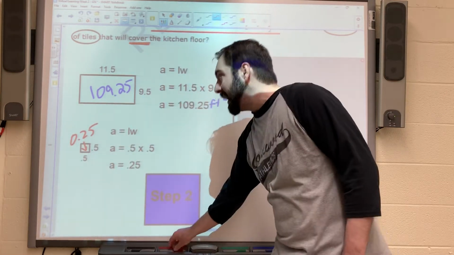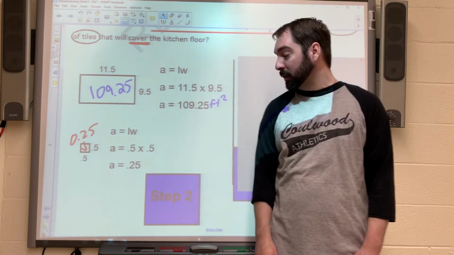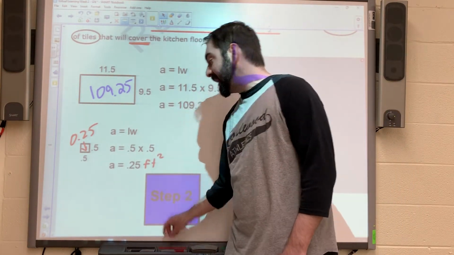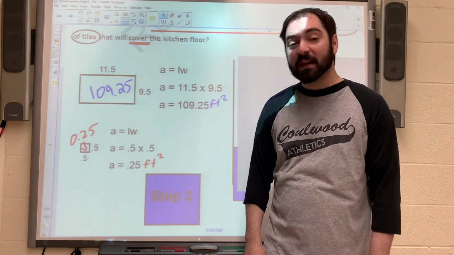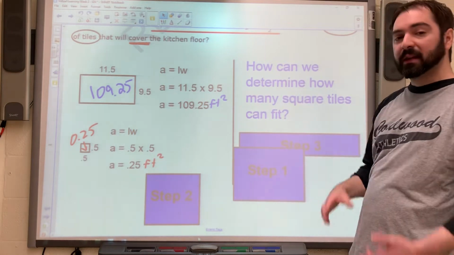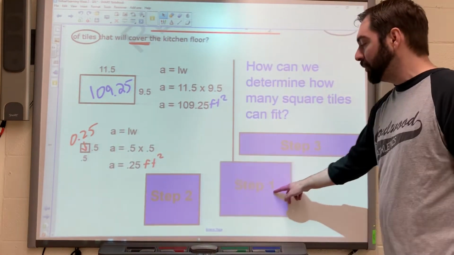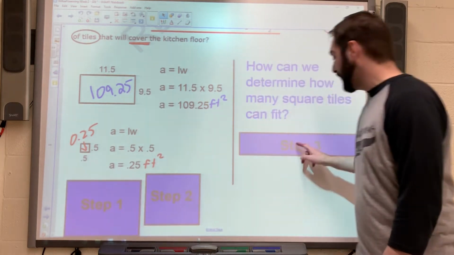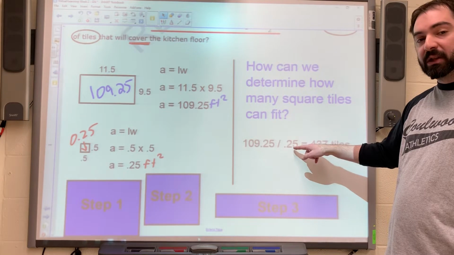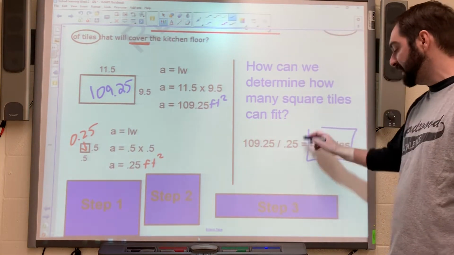Well, now again, I know how much room I have to work with. I have 109.25 square feet to work with, and I know that each one of these little tiles has an area of 0.25 square feet. The last step is asking me, how many of these little tiles can I fit inside of this larger figure? In order to solve that, I'm going to have to go to a third step. I need to take the total and split it up into those smaller spots to find out that I would end up having to use 437 tiles.